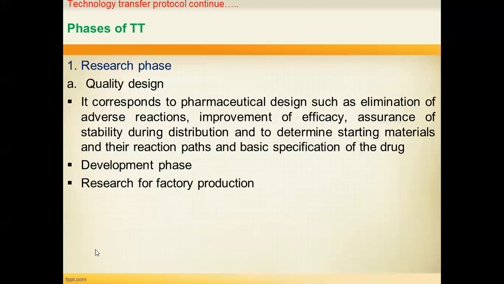The next phase is the development phase. In the development phase, they carry out the research for the factory production unit. They can develop the development phase.